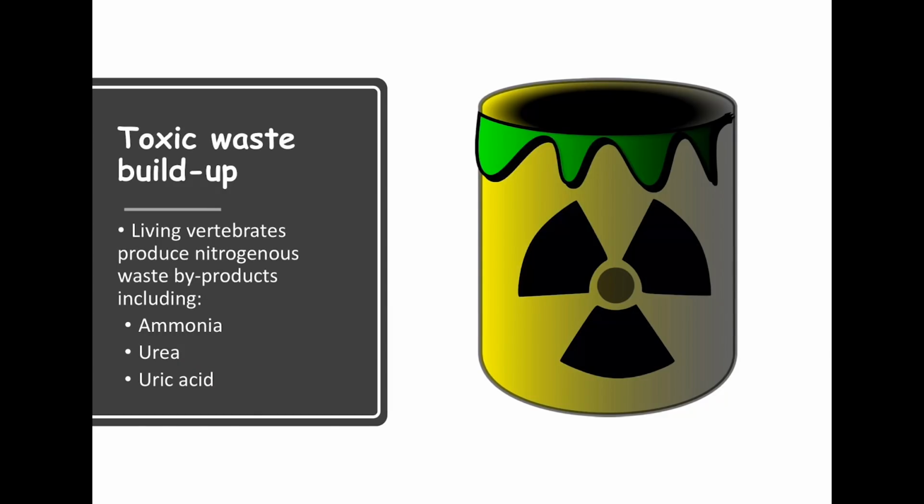Now, there are some conditions that can result from accumulation of some of these toxic wastes. For example, uric acid: some individuals have issues clearing uric acid, and it can get deposited in certain parts of the body, causing swelling and pain. An example of that is gout. So gout is an accumulation of uric acid. Typically individuals that have this condition have to go on special diets to reduce the amount of uric acid that is produced in their body.